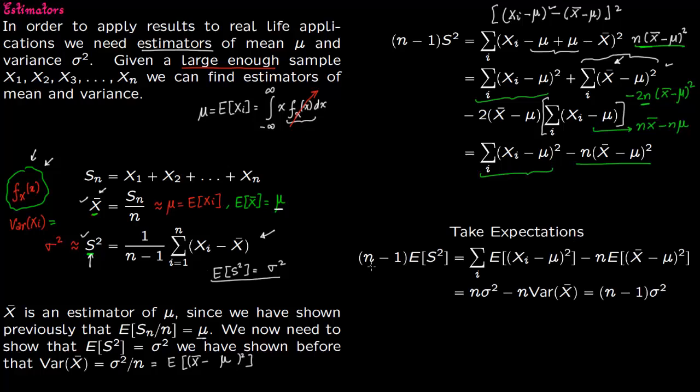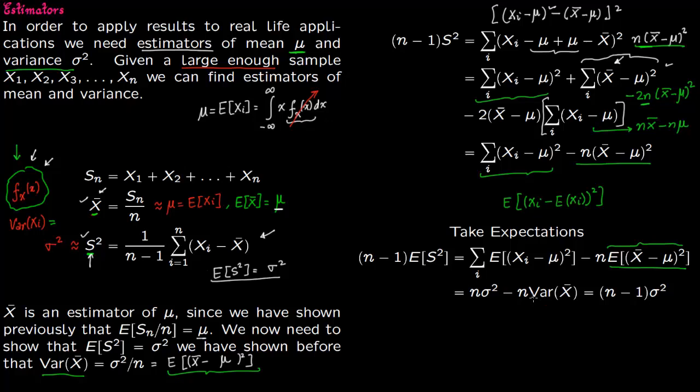Now you take expectations of both sides. N minus 1 is a constant, it comes out. So expectation of s square is equal to, the expectation sign comes inside the summation, minus n times expectation of x bar minus mu square. So n is a constant, comes out. Now notice this term is precisely the variance of x bar. So instead of this I write n times variance of x bar. But expectation of xi minus mu square is nothing but the variance, because mu is your mean. This expectation of xi is the mean, because we are drawing xi from the same population distribution. So this is n times sigma square, because this is the variance of the population.